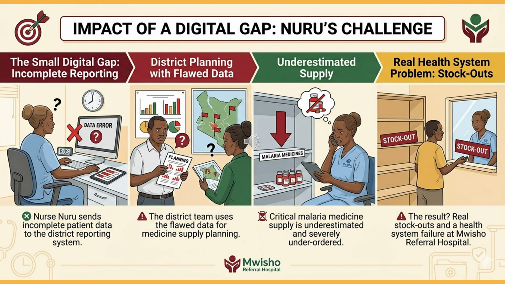Let's return to Nuru again. One day, she makes a small mistake. She sends incomplete data to the reporting system. The district team uses the data for planning. Medicine supply for malaria is underestimated. The result? Stockouts in a facility. A small digital gap resulted in a real health system problem.